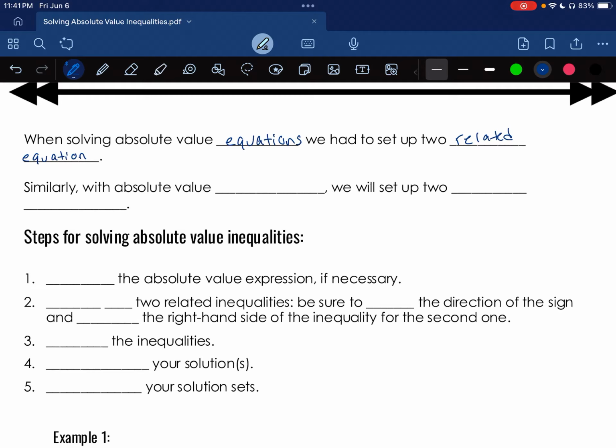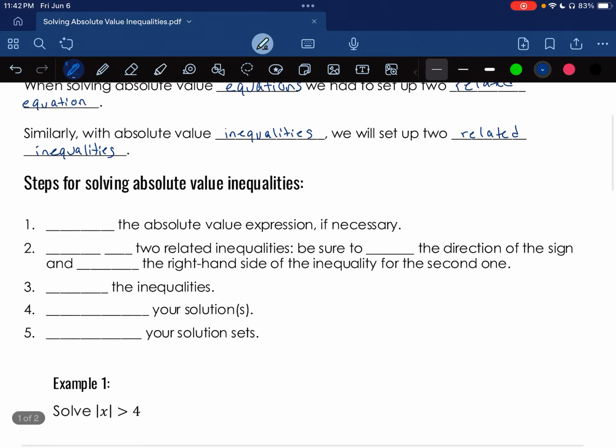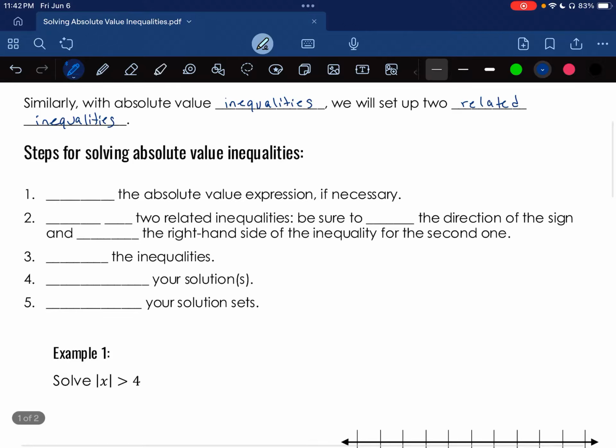So similarly with absolute value inequalities, we're going to set up two related inequalities. Now there will be some sign flipping that happens, but we'll cross that bridge when we come to it.